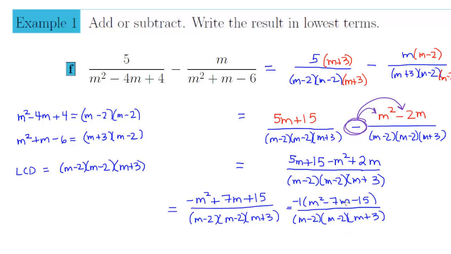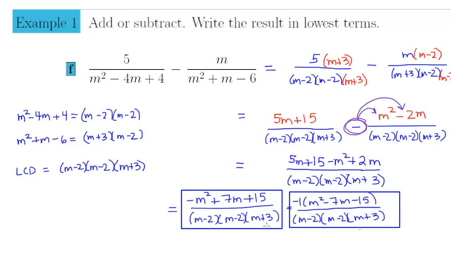Can this factor? Two numbers that multiply to negative 15 and add to negative 7. This doesn't factor, does it? It's factored as far as it can go. Therefore, there's nothing that we can cancel. So we can stop here. This answer is reduced as far as possible, or we can stop at the previous form. Either answer is the difference of these two rational expressions. That ends example 1D.